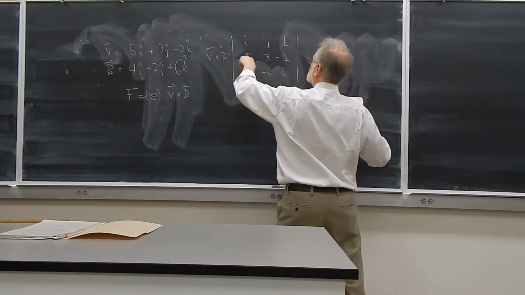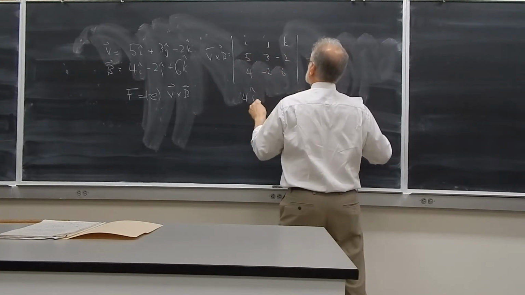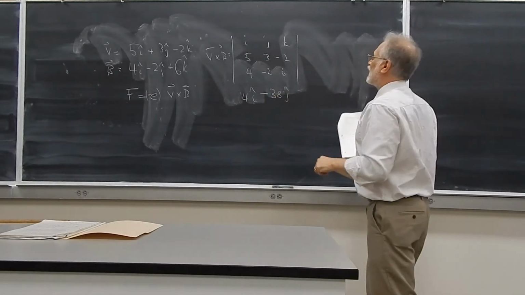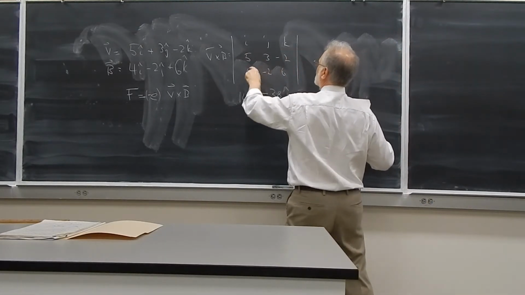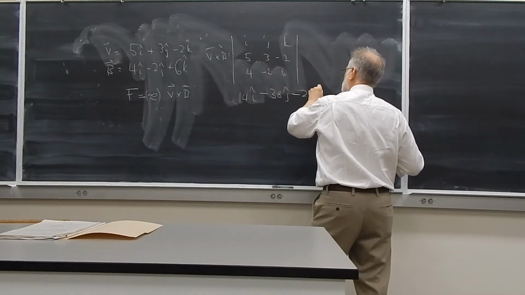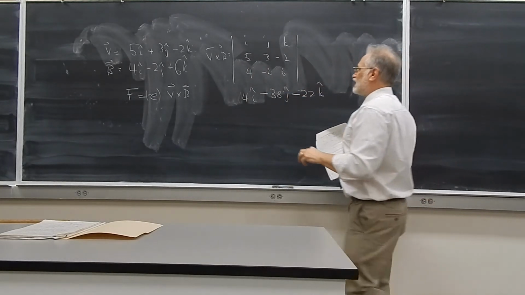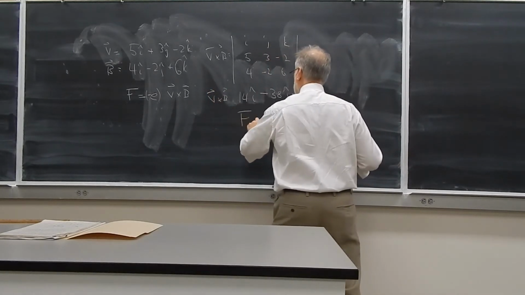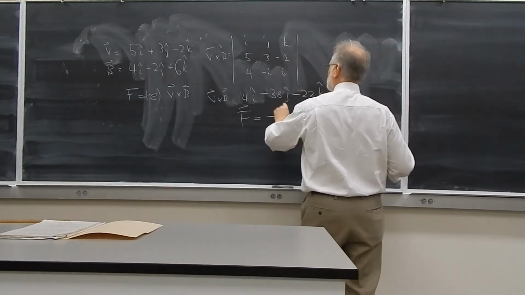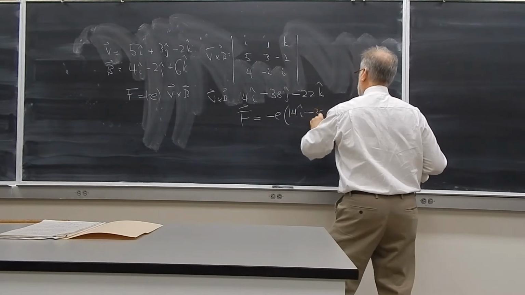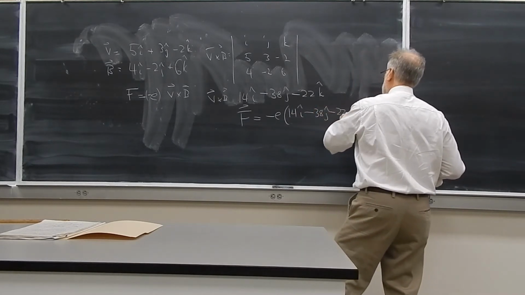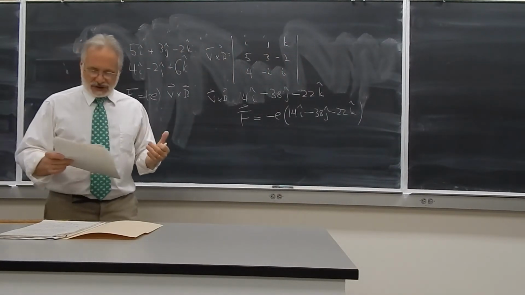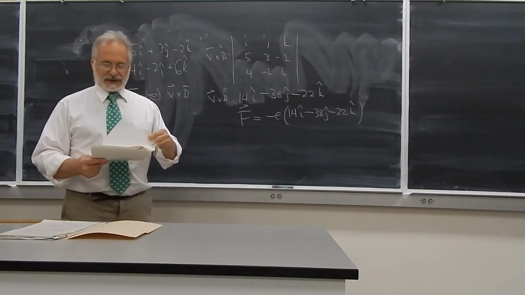For the j component, it's going to be minus 8, and a minus 30, so it's going to be minus 38 j. And then for the k component, it's going to be minus 10 minus 12, or minus 22 k. That's going to be the vector V cross B. When I want to find the force on the electron, then it's going to be minus e times 14i minus 38j minus 22k. So that's the way you might calculate the force on a moving charged particle in an external magnetic field.